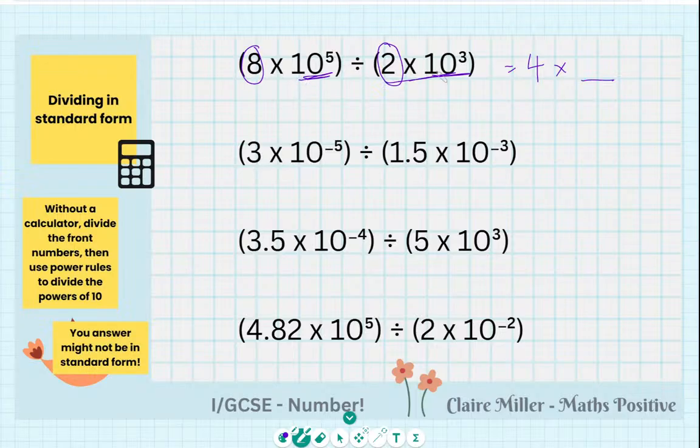10 to the power of 5 divided by 10 to the power of 3. When we're dividing, we take away the powers. 5 take away 3, that's going to be 2. So 10 to the power of 2.